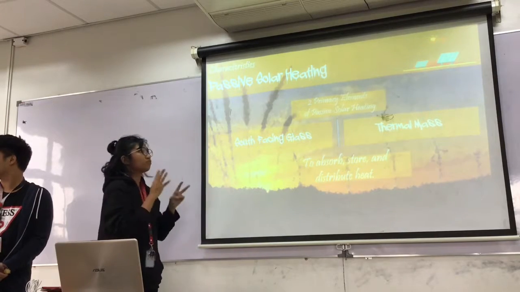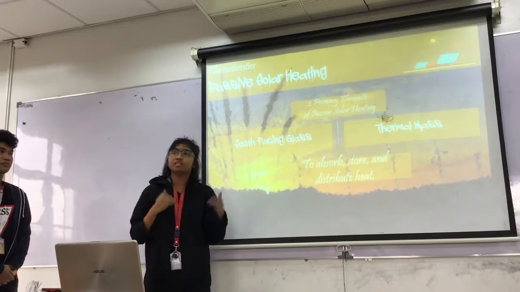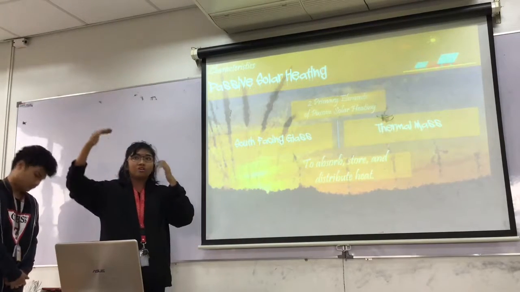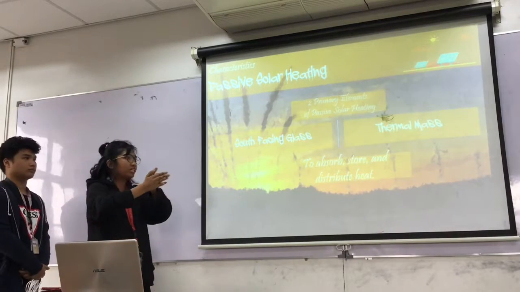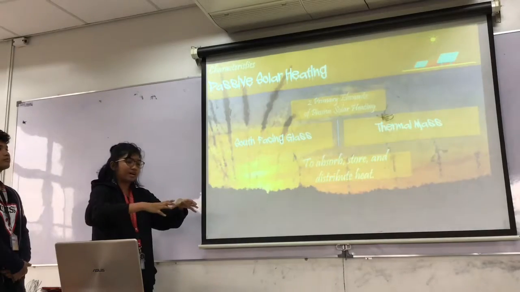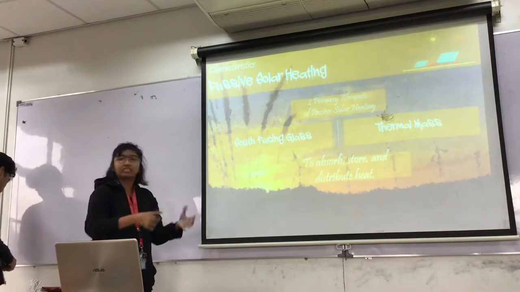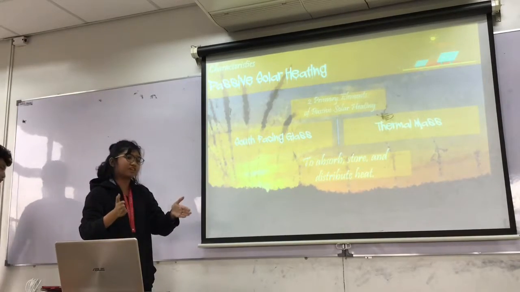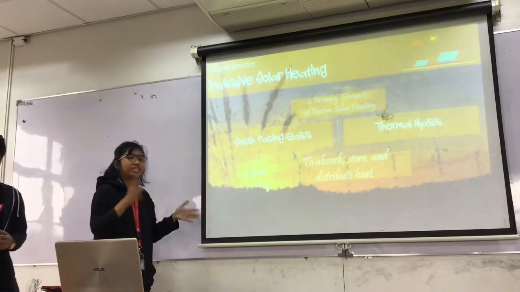And one of the goals ng passive solar heating is to absorb, store, and distribute heat. So, at the same time, kunwari, for example, yung window, nakatapat siya sa araw, hindi lang itong place na to yung naaarawan. Hindi lang yun yung place na merong heat. Dapat for example, yung buong room na yun, dapat makakapag-distribute siya ng heat evenly.